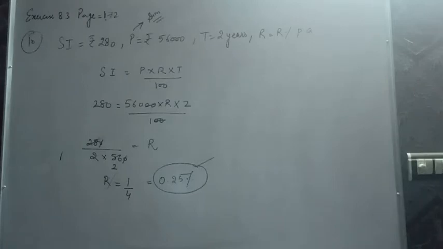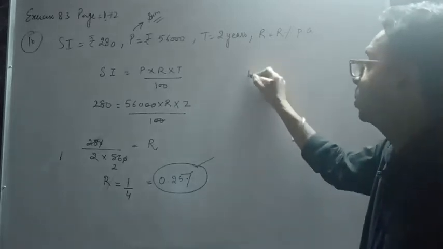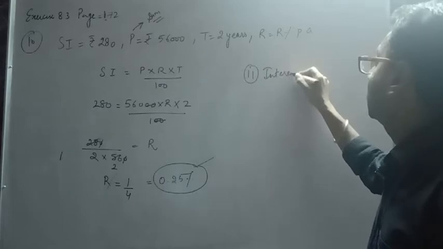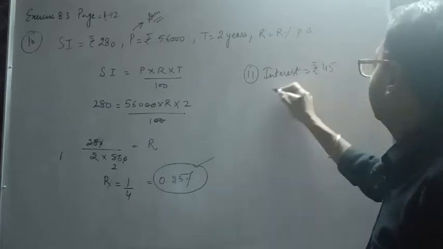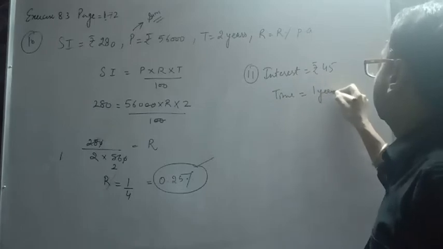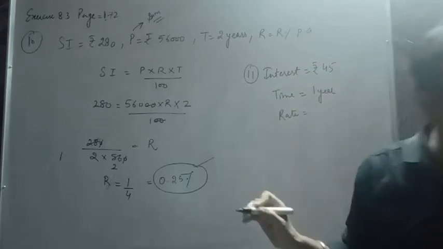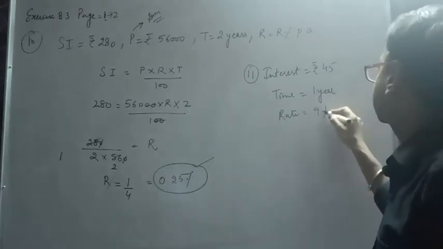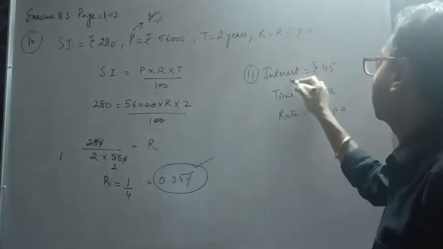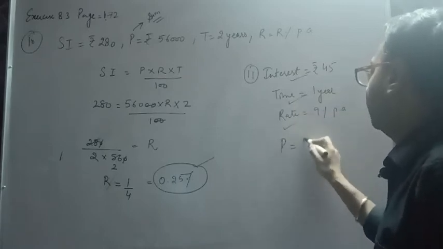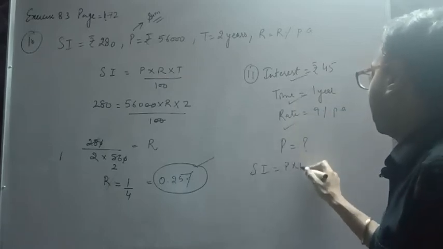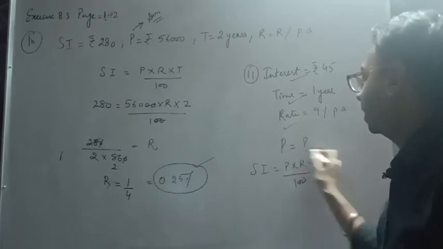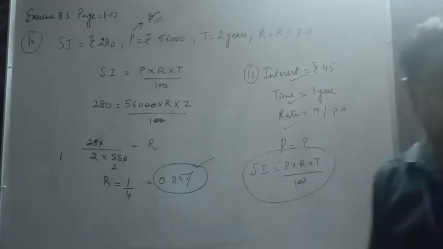Last question, this is the homework for you. Meena gives an interest of rupees 45 for 1 year at 9% per annum. What is the sum she has borrowed? Interest is given to you in question number 11, rupees 45. Time is already given, 1 year. Rate is 9% per annum. You have to find the principal. Just use SI is equal to PRT upon 100, solve and get the answer. By this your simple interest is over.